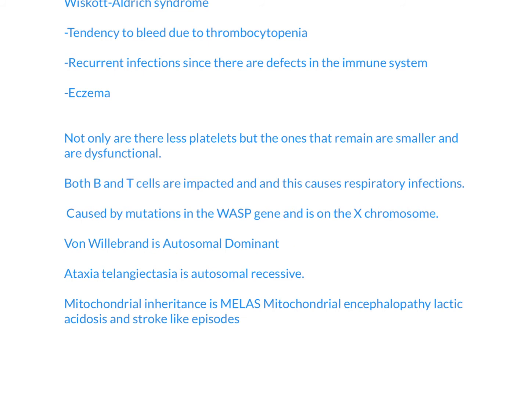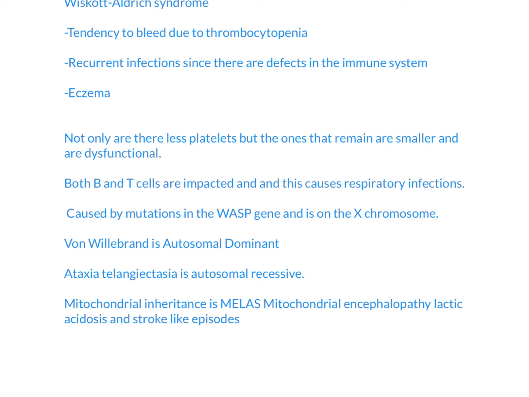So we had autosomal dominant, so that's going to be von Willebrand's disease, which is another bleeding disorder. Ataxia telangiectasia is autosomal recessive, and you have some neurological problems, and just like the name implies, you're going to have ataxia, so trouble with gait, and then telangiectasia, so you're going to have these spider web-like lesions on the skin. And then finally, for mitochondrial inheritance, you're going to have MELAS, which stands for mitochondrial encephalopathy, lactic acidosis, and stroke-like episodes.